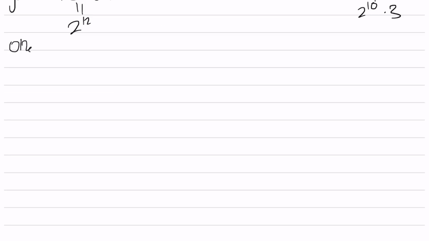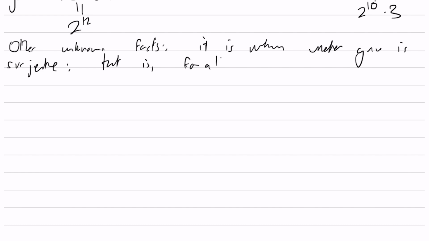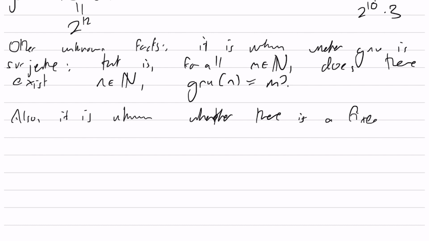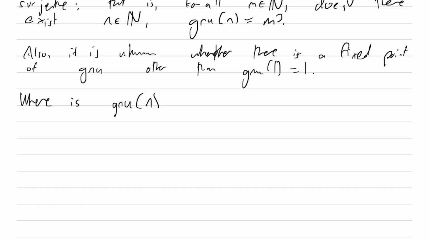Other unknown facts: it is unknown whether GNU is surjective. That is, for all natural numbers m, does there exist n in the naturals with GNU(n) equal to m? Also, it is unknown whether there is a fixed point of GNU other than GNU(1) equals 1. Where is GNU(n) equal to 1? That is, what numbers only have the cyclic group as their group?